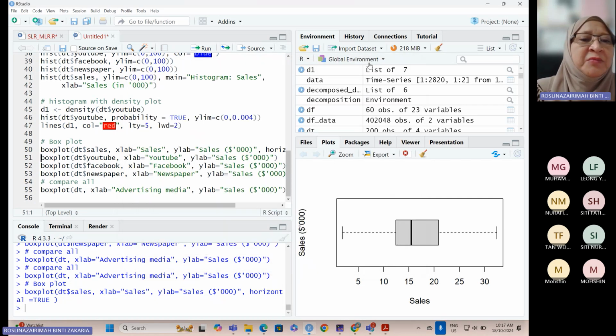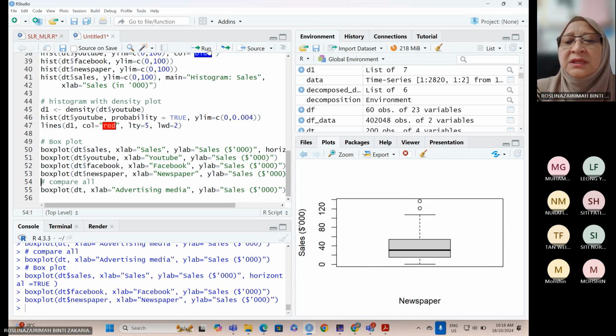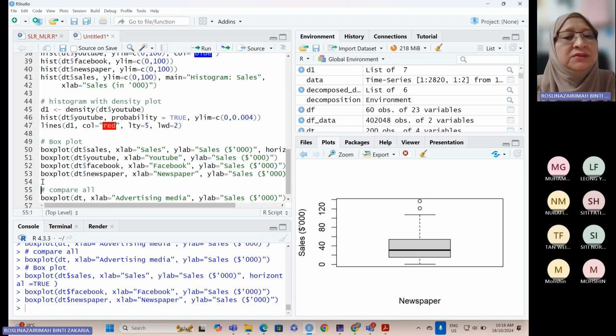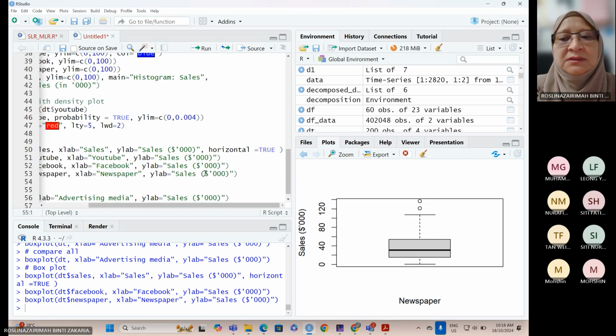Okay, another feature about box plot. Did we have an outlier just now? Okay, another feature, I want it to be horizontal so that it is consistent with the top one.